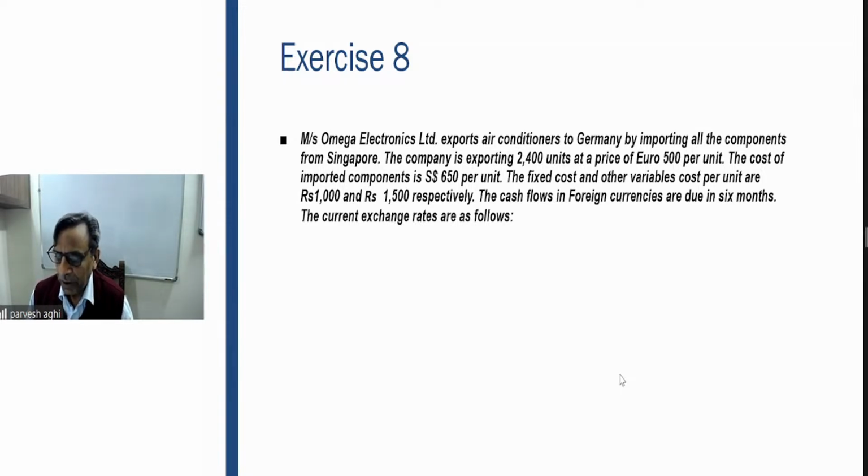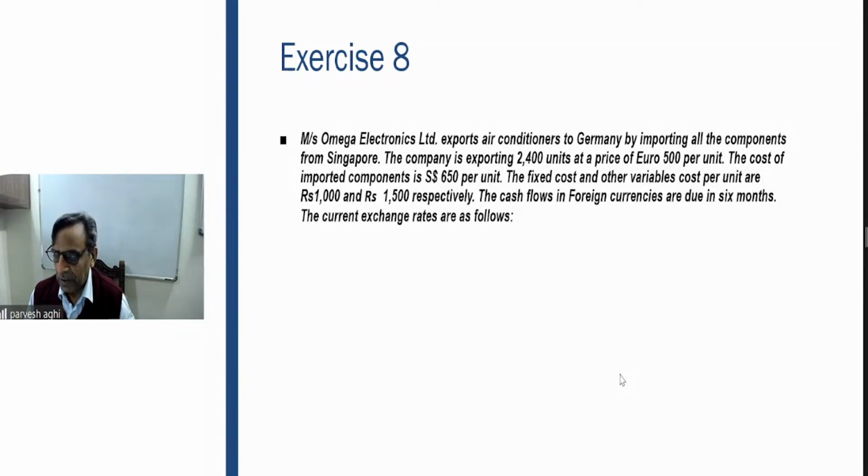The company is exporting 2,400 units at a price of euro 500 per unit. So when they are selling goods in Germany, the selling price per unit is 500 euro and they are selling 2,400 units. The cost of imported components is Singapore $650 per unit. The fixed cost and other variable costs per unit are rupees 1,000 and rupees 1,500 respectively. So fixed cost is 1,000 and variable cost is 1,500 per unit.